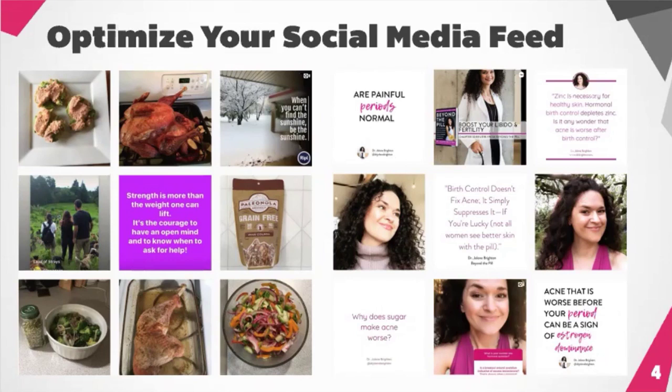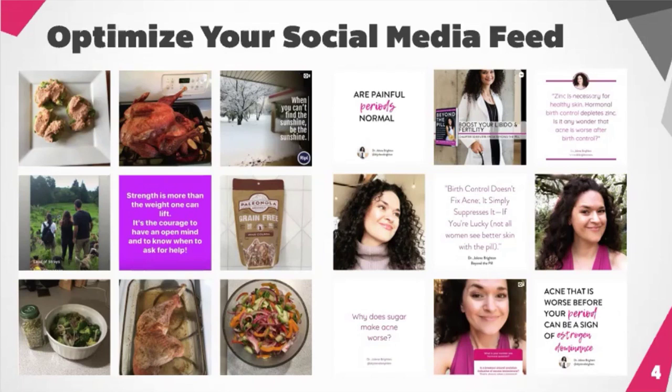So, what you really want is your social media feed to look something akin to Jolene's, where people can take away from the quote cards what kind of social media experts you are. And so it's a gradual process to move there, but that's something you need to have in place.